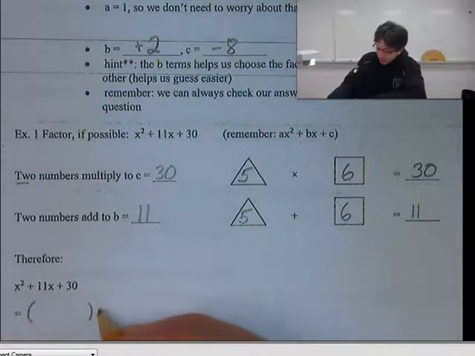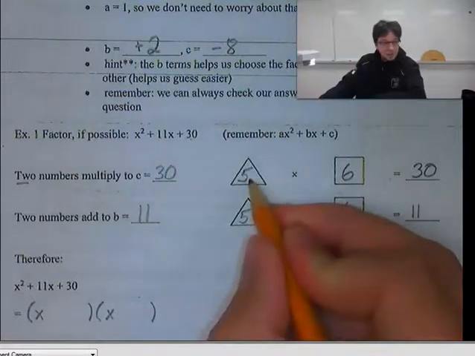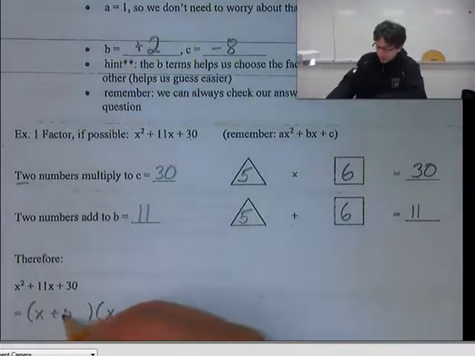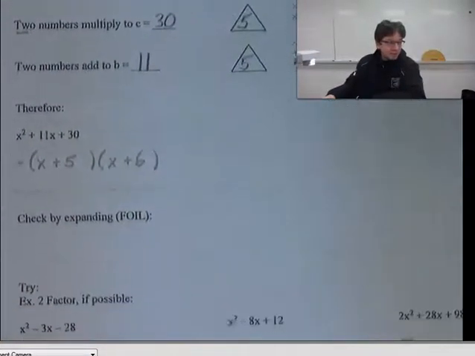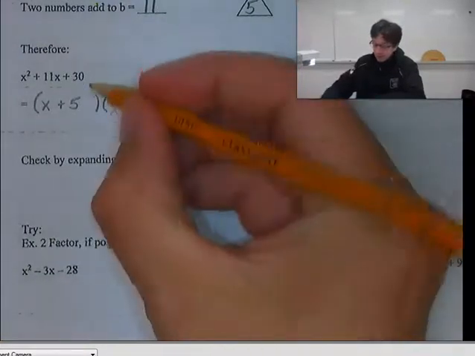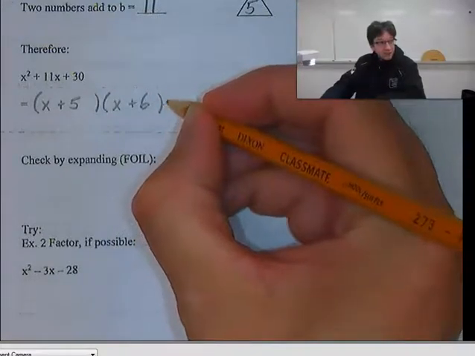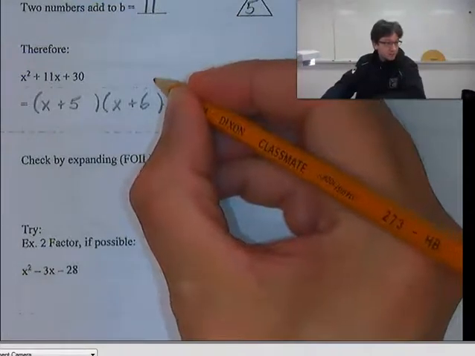So we're going to write two binomials in brackets, where the first term is going to be x, and for the second term, one is going to be 5, one is going to be 6. It doesn't matter what order you write it in. You can write plus 5 here and plus 6 there, or you can write plus 6 here and plus 5 here. It doesn't matter. If you're ever unsure, what you can do is expand. Right? So we've factored. What we can do is now use FOIL to expand and make sure we get that same quadratic that we started with.